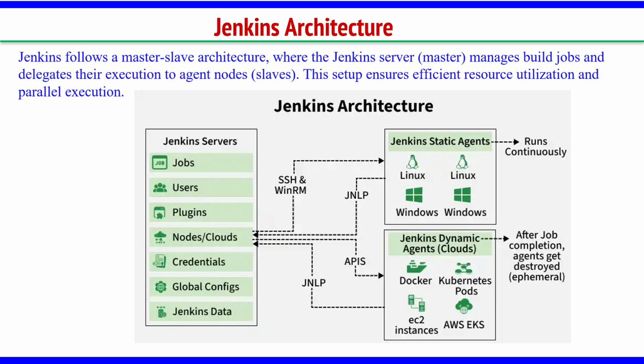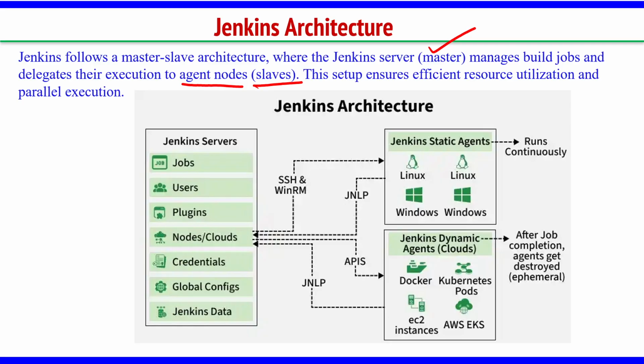Jenkins architecture. How does Jenkins work, right? Jenkins follows a master slave architecture where the Jenkins server, the master, manages the build jobs and delegates their execution to agent nodes called slaves. Agent nodes called slaves, right? This setup ensures efficient resource utilization and parallel execution.